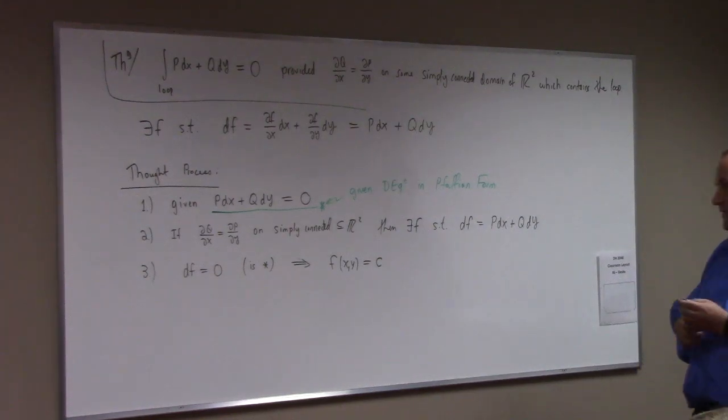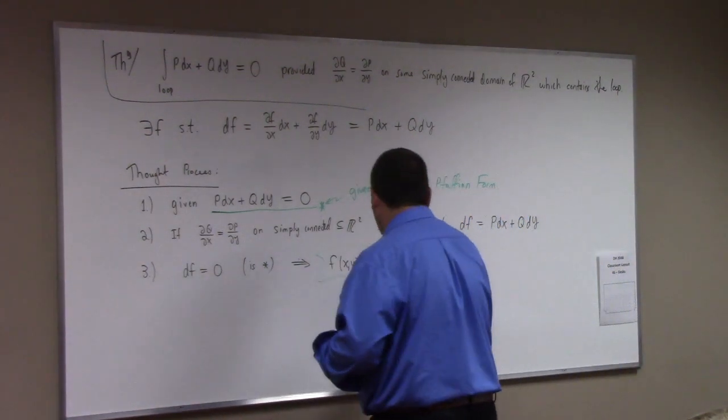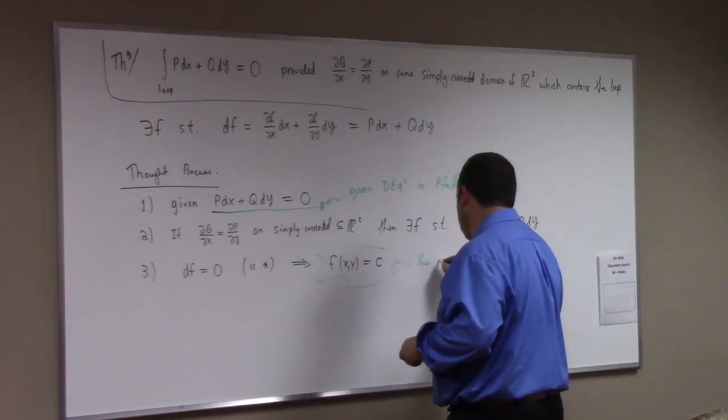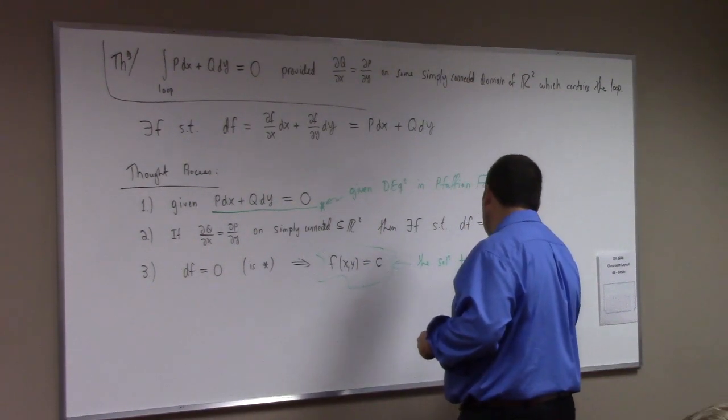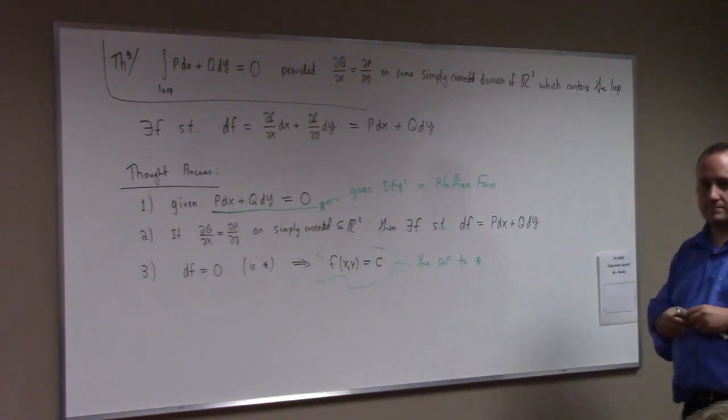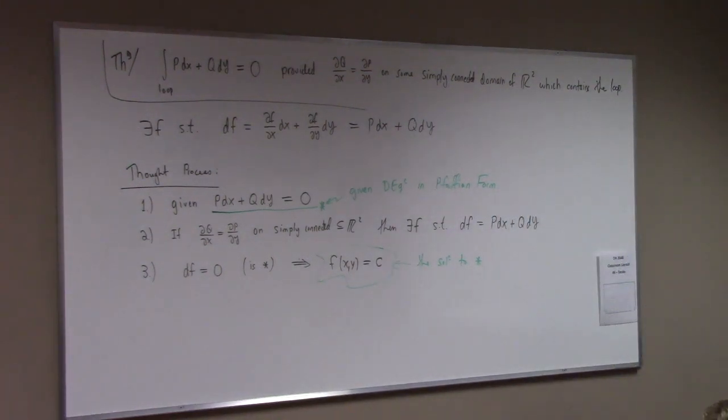More to the point, though, what I'm about to box here is the solution to star. Let me put it in words. If you can take your differential equation in Pfaffian form and rewrite it as the total differential of a function of two variables, then that function has level curves which are solutions to your differential equation. Such a differential equation is called an exact equation.